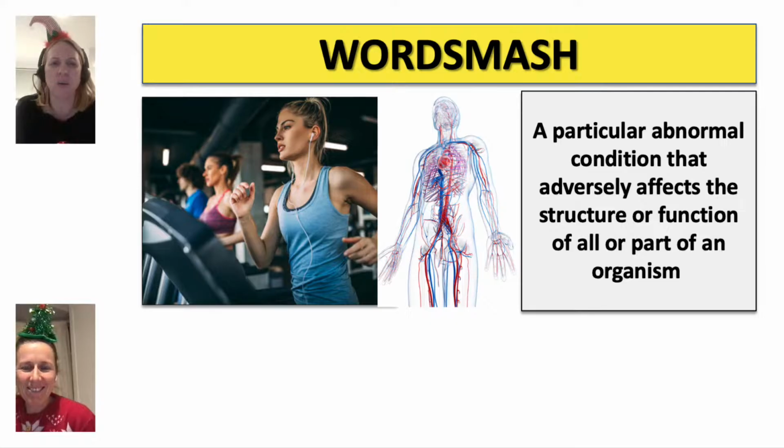So what about this one? We've got someone, what are they doing when they run on the treadmill? They're running on the treadmill. You often call it, I'm going to do something else, so you're not going to do weights, but maybe something else. And then in the middle, we have a whole body system. And on the right, a particular abnormal condition that adversely affects the structure or function of all or part of an organism. So what's happening when that is going on? Any ideas? Exercising. Yes, we are.